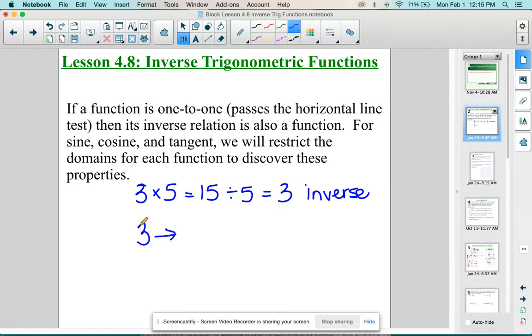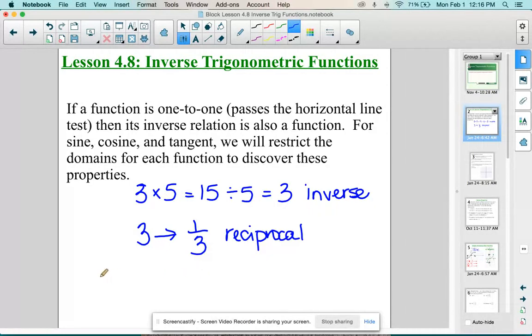Reciprocals are just taking a value and flipping it. So a reciprocal is not really an operation like multiplication or division. A reciprocal is just flipping something upside down, okay? An inverse is actually a computation that will undo what was just done.